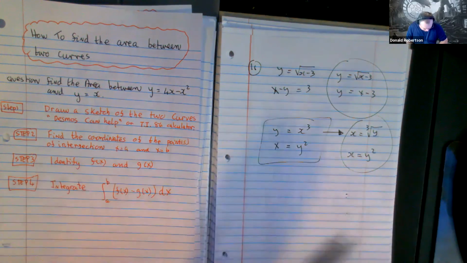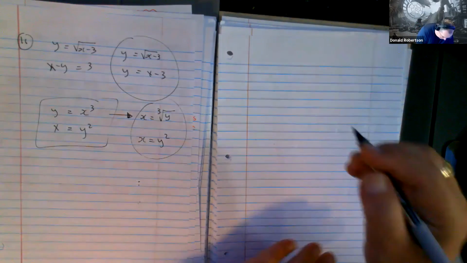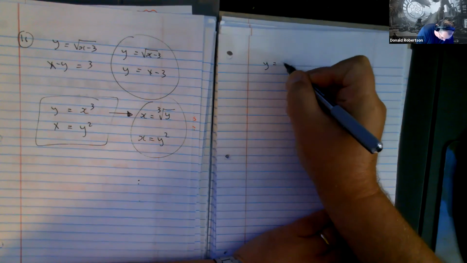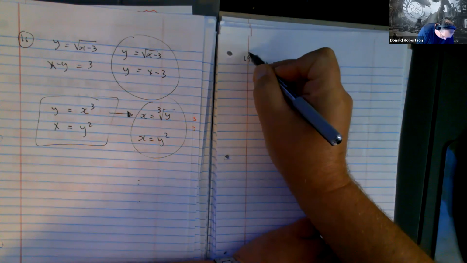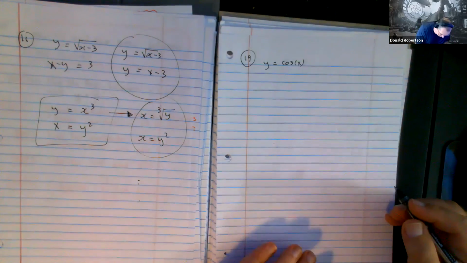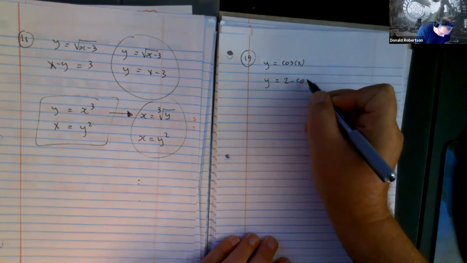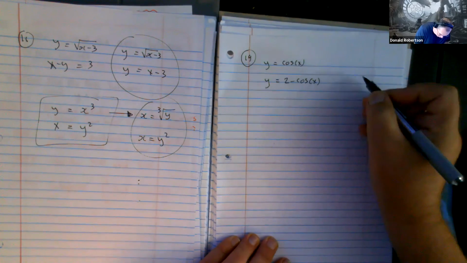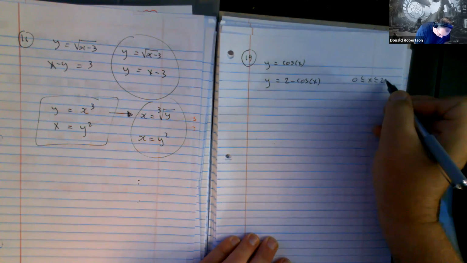Oh, let's do a trig one, of course. Y equals cosine of x. So this one is question 19. Y equals cosine of x, and y equals 2 take away the cosine of x. And we're being asked to do it from 0 to 2 pi.